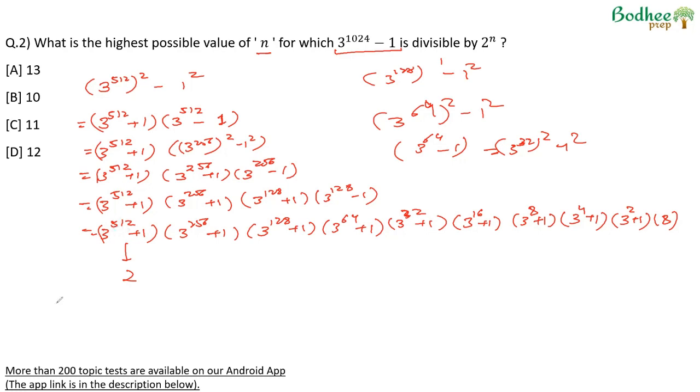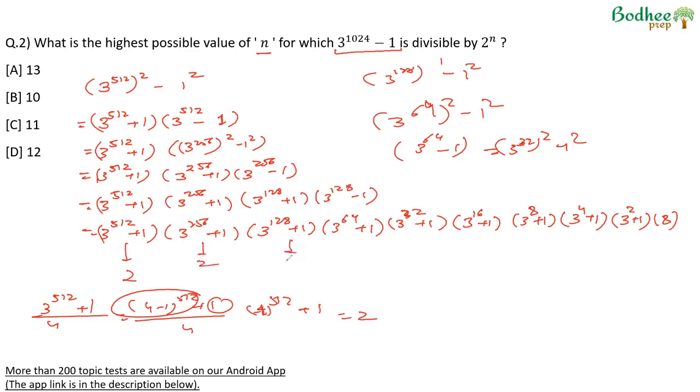If we divide 3 raised to power 512 plus 1 by 4, it becomes (4 minus 1) raised to power 512 plus 1. From here, we will get the remainder as 1 raised to power 512, which is 1, plus 1, so the remainder will be 2. So each of these terms will be divisible by 2 but not by 4, because of the same reason. So this will get divided by 2 once.